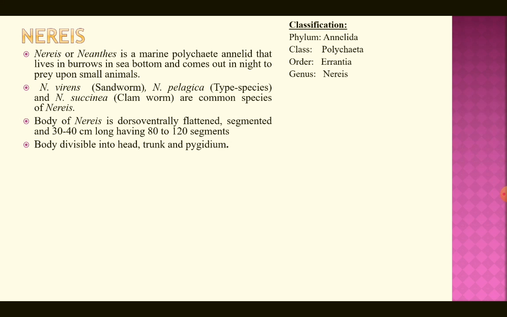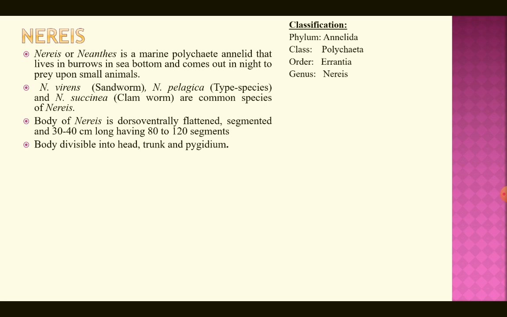prey upon small animals. You have a few species like sandworm, which is called Nereis virens, and Nereis pelagica, and Nereis succinea, which is a clam worm, are the common species of Nereis that are known. So they belong to phylum Annelida, class Polychaeta, because they show a large number of chaetae on their body, and then order Errantia and genus Nereis. Genus, whenever you write, it should be in italics. There's some typographical error, it should have been written in italics. Just make a note of it.